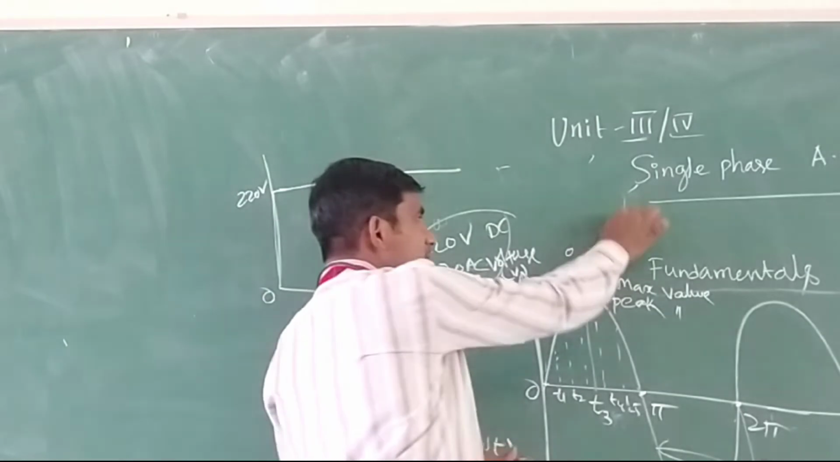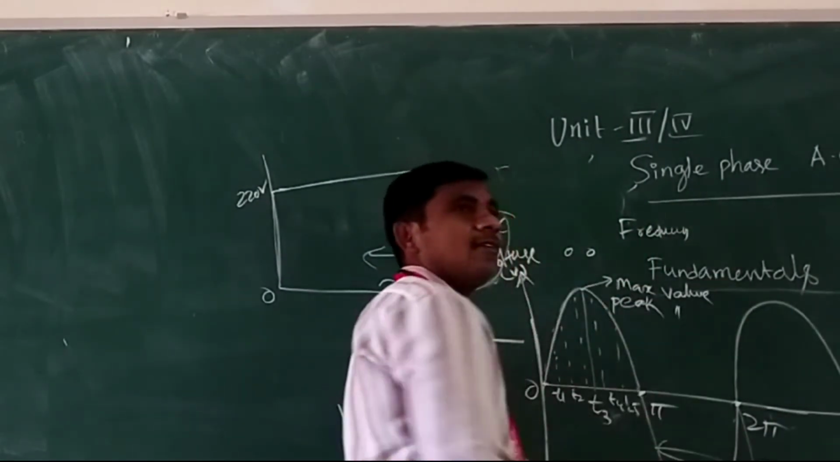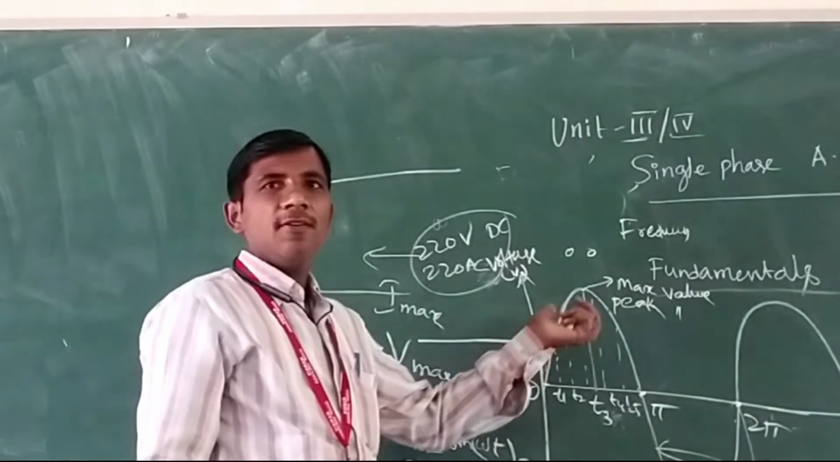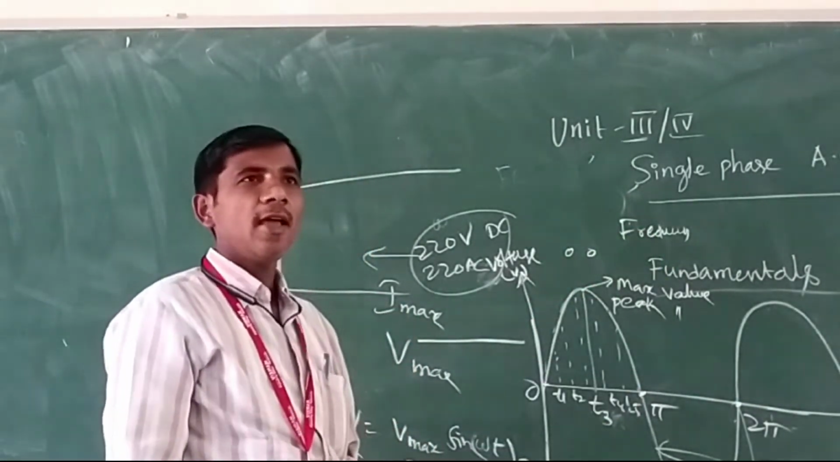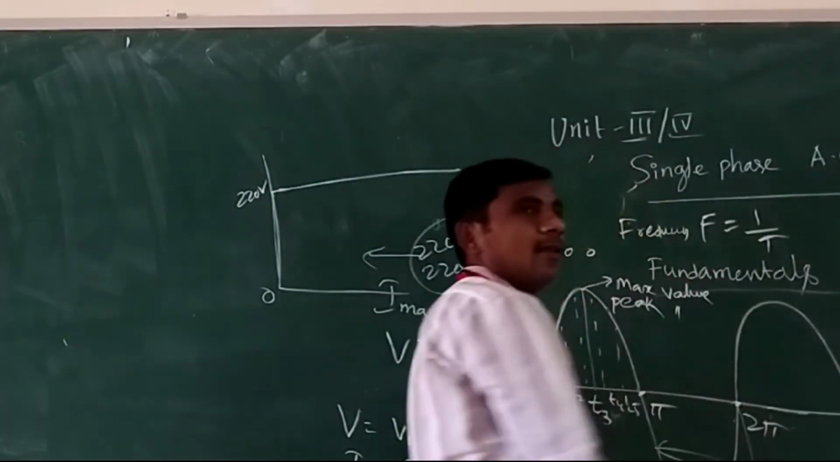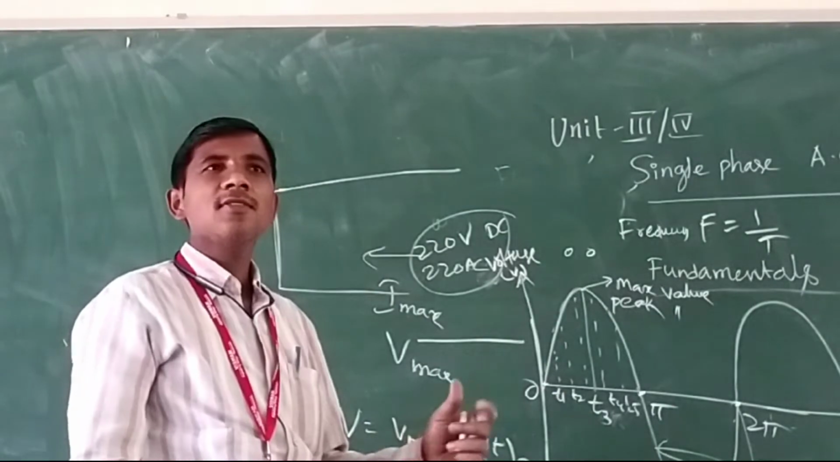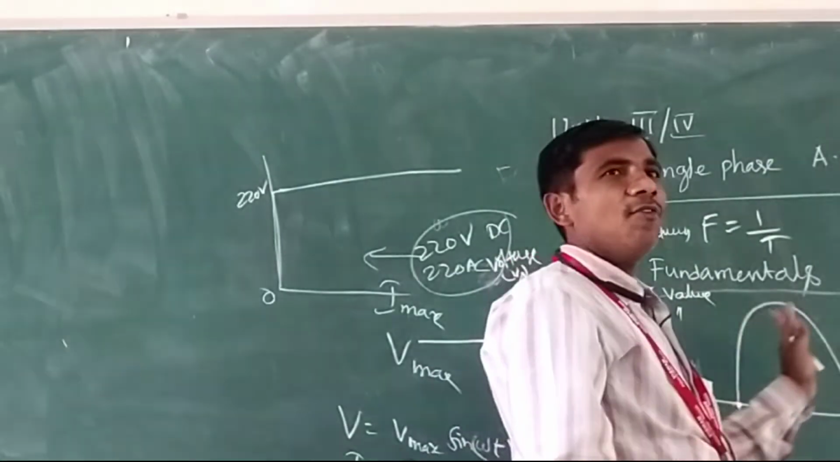What is meant by frequency? Frequency, of an AC quantity. In the first unit we learned that frequency is the reciprocal of time period. The formula is frequency F equal to 1 by T. Reciprocal of time period gives frequency. But what is the definition of frequency?